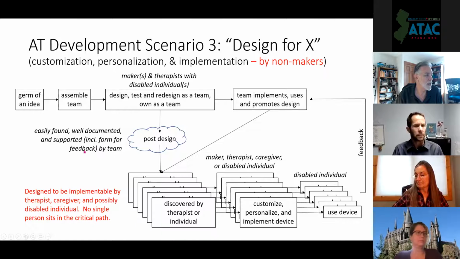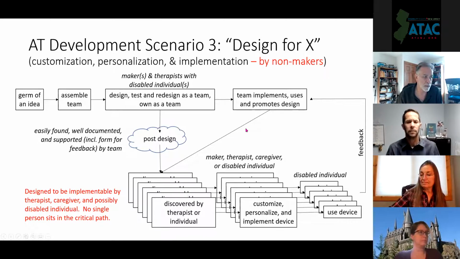And you have to provide a way for downstream individuals to provide feedback. The team that you established up here is responsible for supporting this. The team is also responsible for promoting that design when they get the opportunity, even if it's only to the people who work with them in whatever organization or school district they're part of. So it's getting additional visibility through that promotion. These therapists are much better at promoting a device than a maker is going to be, or than a static site is going to be. So now that design is discovered more easily by individuals like these therapists.